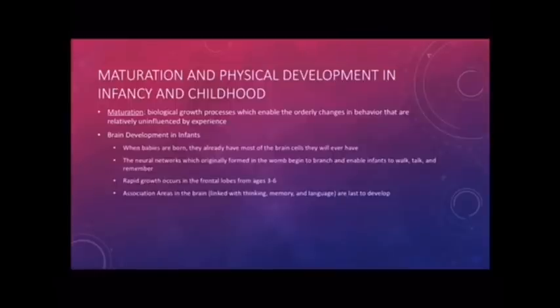So neural networks are what grow over time. But when babies are born, they have all of the brain cells they're ever going to have, but the pathways are then reinforced depending on how they use them. And then neural networks which originally formed in the womb begin to branch and enable infants to walk, talk, and remember. Rapid growth.